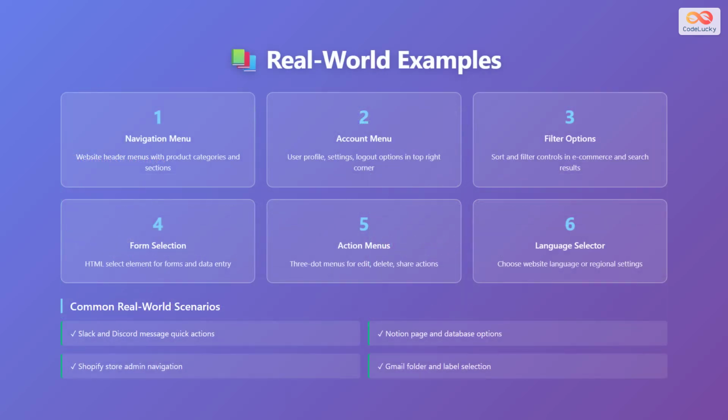Drop-down menus appear everywhere online. Navigation menus on website headers use drop-downs to organize product categories and sections. Account menus in the top right corner let you access profile, settings, and logout options. E-commerce sites use drop-down filters to sort and filter search results. Forms use drop-downs to let you select options like country, state, or category. Quick action menus with 3 dots provide options to edit, delete, or share items. Language selectors let you choose your preferred website language or regional settings. These are just some common uses you encounter every day online.